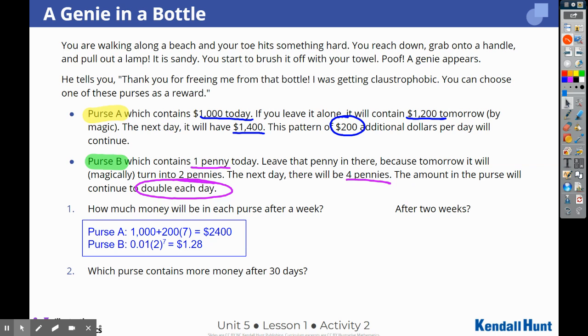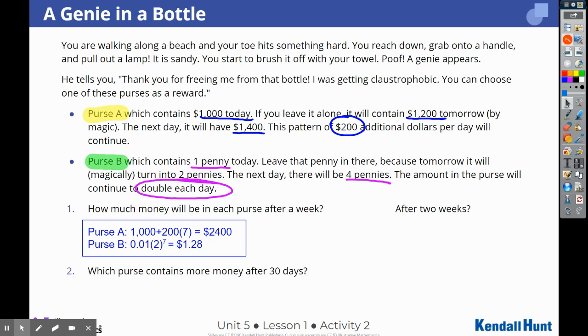Purse B, on the other hand, we have 1 penny. So we want our answer to be in dollars. So we're going to write it as 0.01 to represent a penny. And we're going to multiply that by 2 because we're doubling it. So every time we double it, you're going to change the exponent. So if I double it once, so 2 to the first power, I'm going to get 2 pennies.